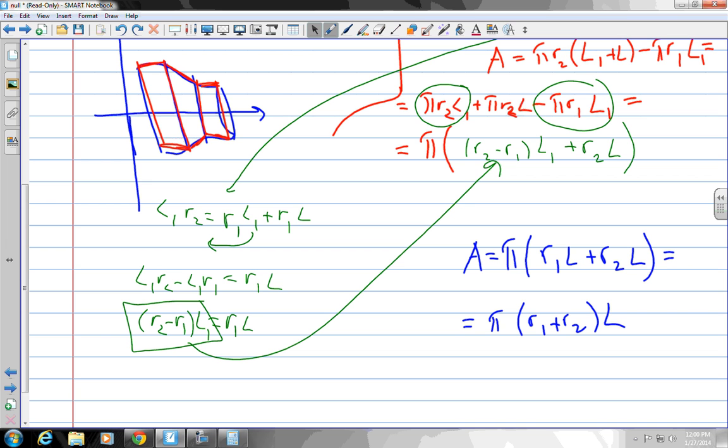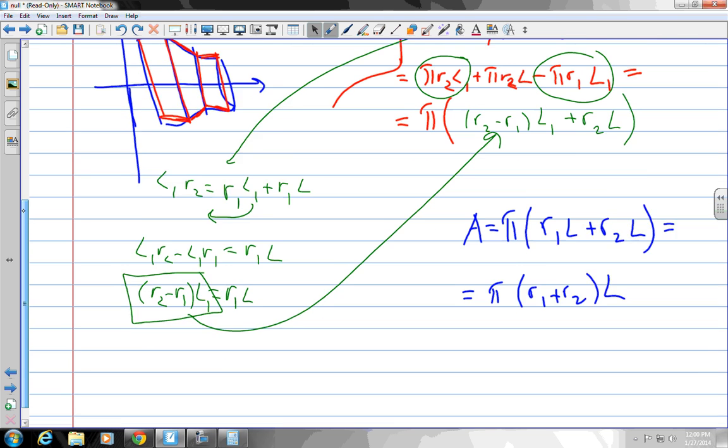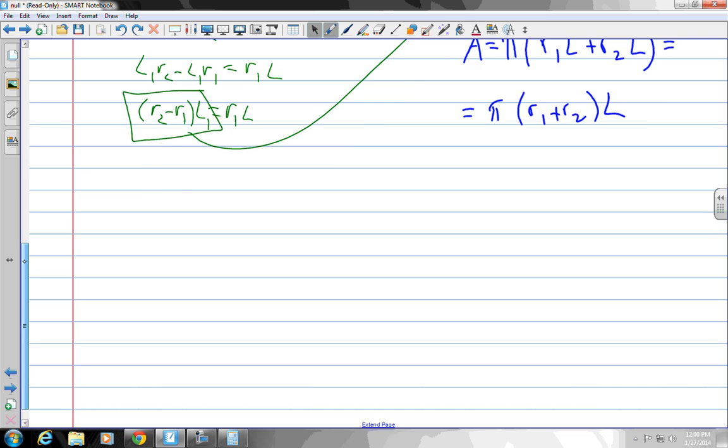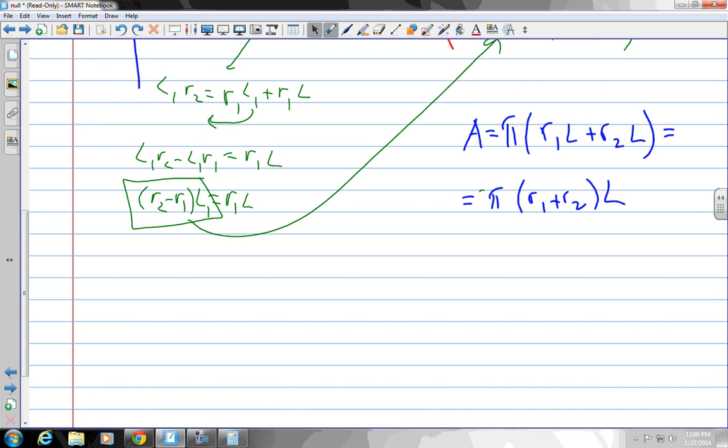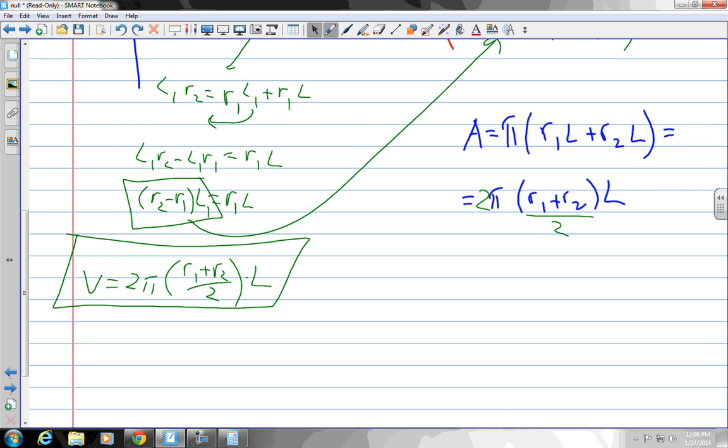So to make this formula easy to remember, I can put a little 2 up front and a little 2 on the bottom. Is that okay? Is that legal? Okay. So the volume then becomes 2 pi and basically the average of the radii times L. This is the formula that we're going to use to approximate the volumes. What? No, yeah, you're right, the area. No, I'm still writing the V's.